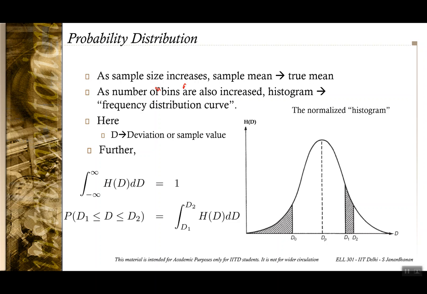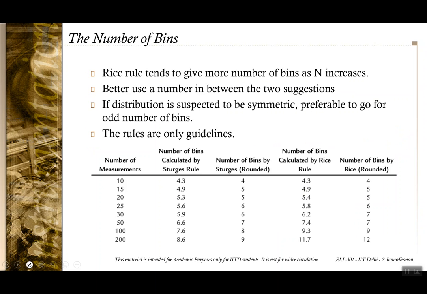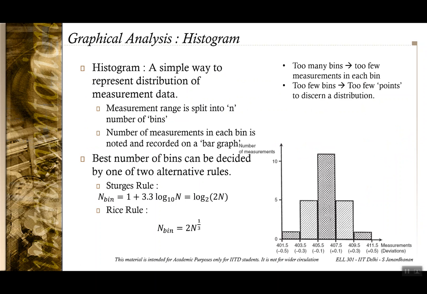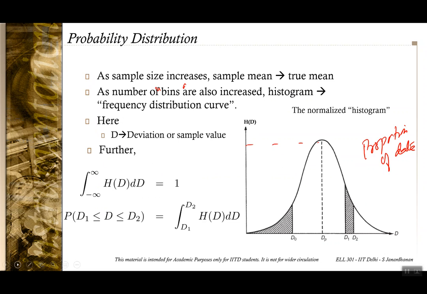Okay, so if instead of the number of bins, we tabulate the proportion of data within a bin, so if you take a bin, instead of tabulating the number of points in that bin, if we tabulate the proportion of the total amount of data falling in that bin, and increase the number of bins towards infinity, you would end up with a probability distribution curve.